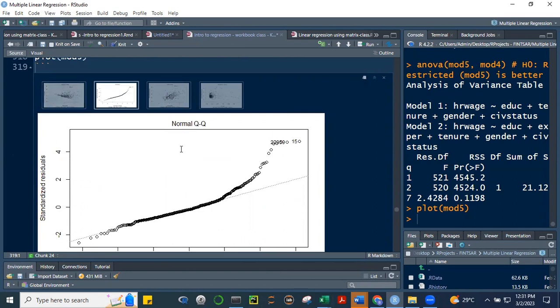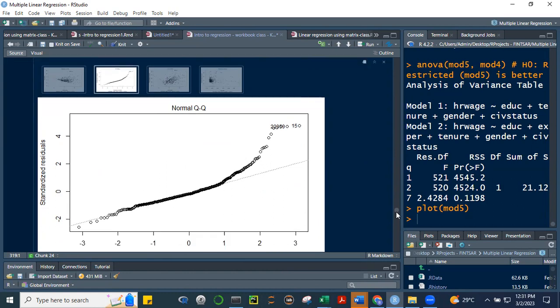Ito pa. Ano to? Normal QQ plot. Mukhang may mga outliers dito sa higher values. Kasi dapat this will now test for the normality of your residuals. Normally distributed ba yung residuals natin? Okay, mukhang hindi kasi dapat malapit sa QQ plot itong dash line na to. Dapat yung standardized residuals, it should be close to this. And then, tingnan nyo, di ba? Tumataas dito. So this is indicative na hindi siya normally distributed.